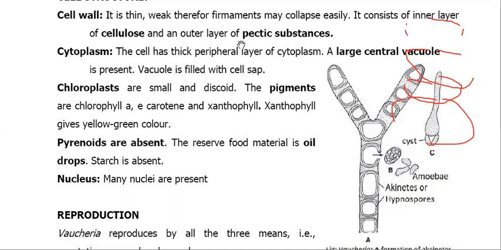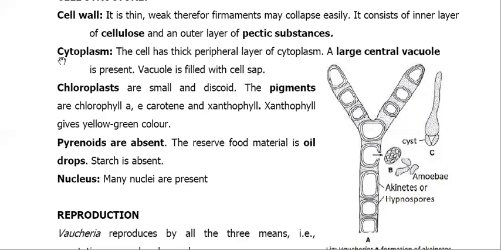It consists of an inner layer of cellulose and an outer layer of pectic substances. In Vaucheria, this is the only specialty in the cell wall: it is composed of two types of layers. The inner layer is composed of cellulose, whereas the outer layer is composed of pectic substances. You know what pectic substances are. These are polysaccharide substances that generally protect plants from harsh environmental conditions.